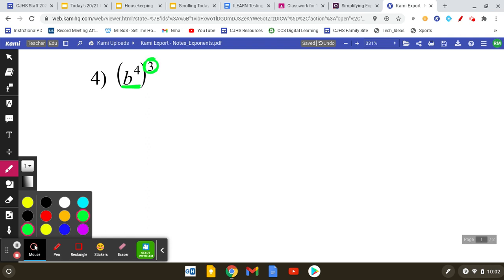How many of those do I have? 3. 3 of those. Whatever's inside the parentheses, the exponent on the outside tells you how many you have of those. Does that make sense? So we are going to write b to the 4th 3 times, because it tells us we have to write this 3 times.